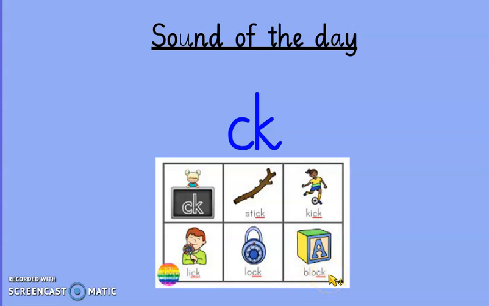And this is a block. Ready? B, l, o, ck, block. So we have them. My turn, your turn. Ready? You say it with me. Stick, your turn. Kick, your turn. Lick, your turn. Lock, your turn. Block, your turn.